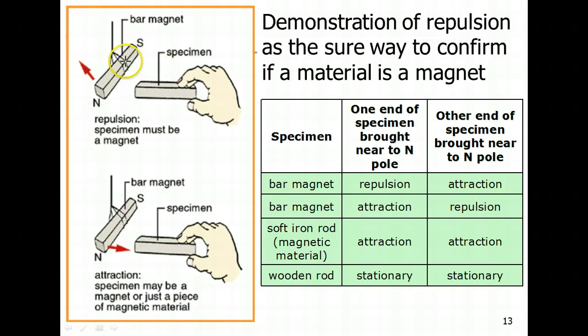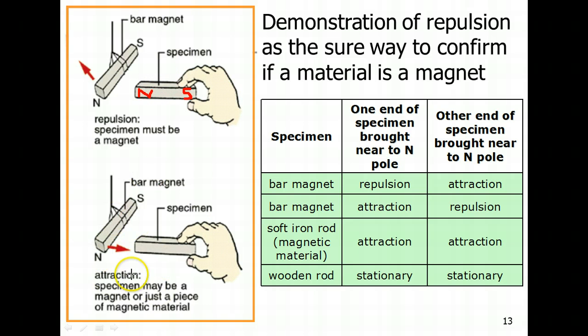I suspend a bar magnet first and I move an unknown specimen near to the bar magnet. If the specimen demonstrates a force of repulsion, meaning that the suspended bar magnet moves away, we can say for sure that this specimen is indeed a bar magnet. It's already a magnetized iron piece. The fact that it moves away suggests that this particular end of the specimen is also a north pole. So since there's a repulsion, we know that the specimen has to be a bar magnet, has to be magnetized.